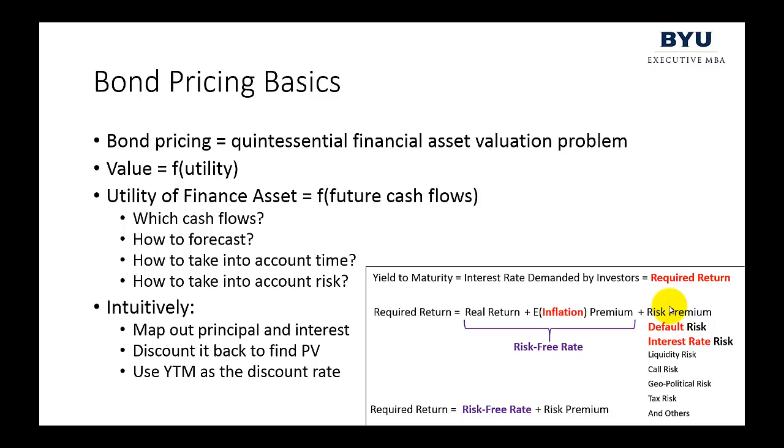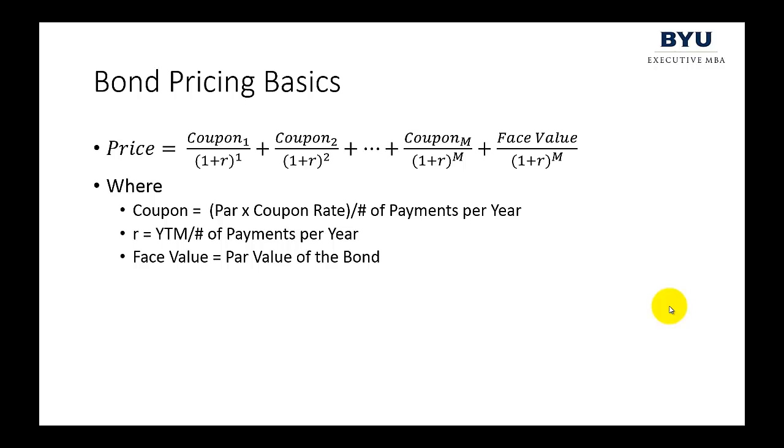So we've answered all the questions, and that's why we love to price bonds, because they represent the simplest, quintessential financial asset valuation problem that exists. Much, much more challenging, a lot more ambiguity and uncertainty when we get into stocks. Here is the basic idea of how you price a bond.